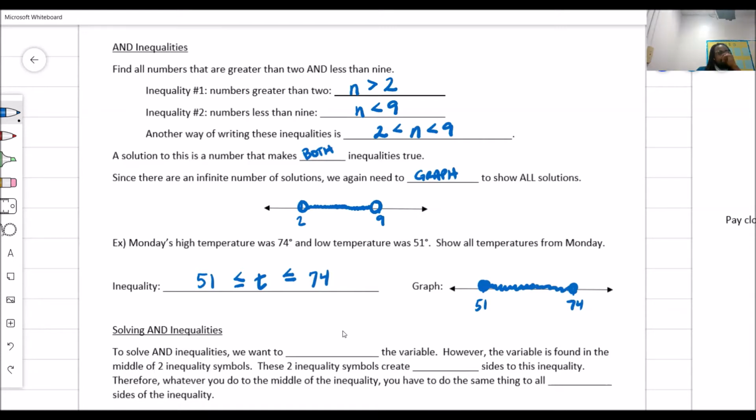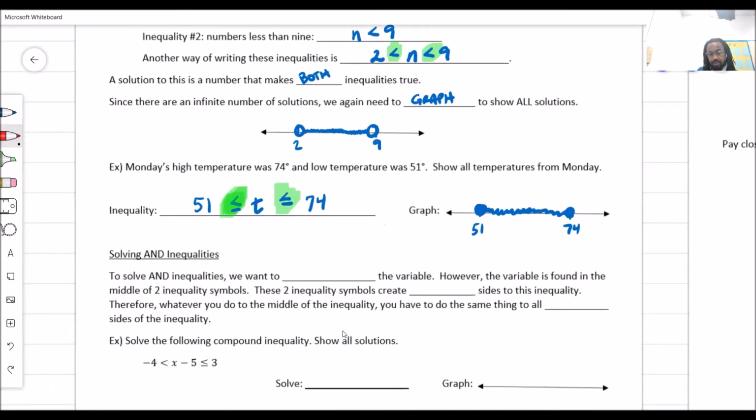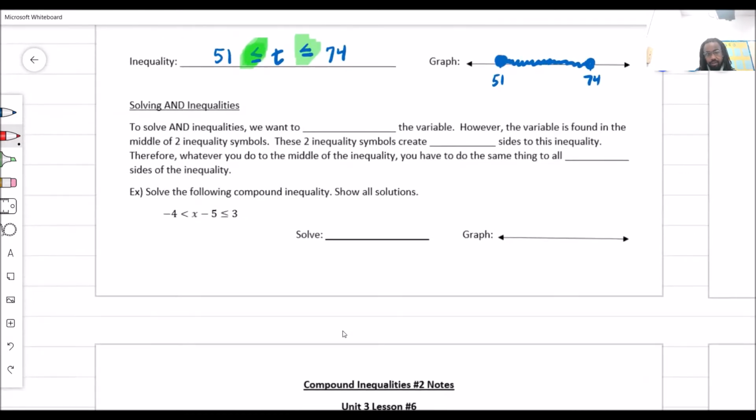There's my graph. Notice as we look at these two graphs really quick that our inequality signs, when we put them in the compound inequality, always face the same direction. If one faces left, the other's going to face left. If one faces right, the other's going to face right. Okay, it's just something to keep in mind as we go on here.